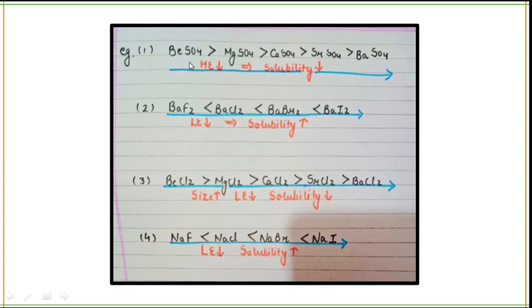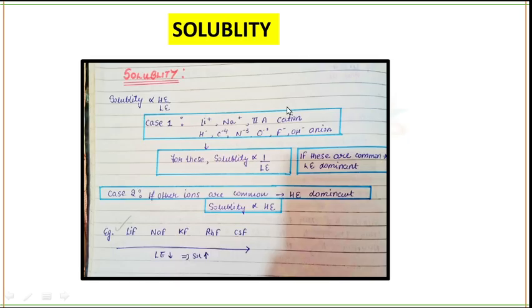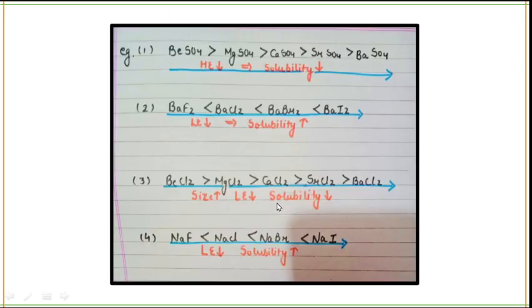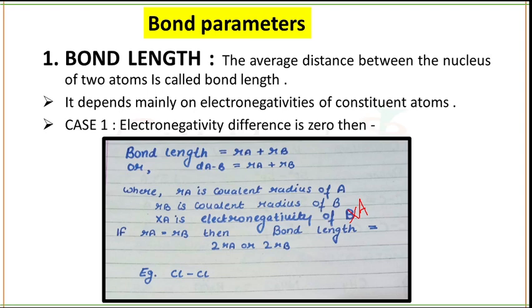In this particular case, as you can see, SO4 ions are common in one case and SO4 anions are not common in this other case. That's why you will put the formula as solubility is directly proportional to hydration enthalpy. And down the group, hydration enthalpy decreases, therefore solubility will also decrease. I hope now you all are clear about the application of solubility.